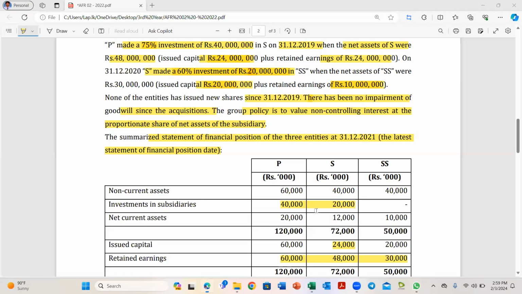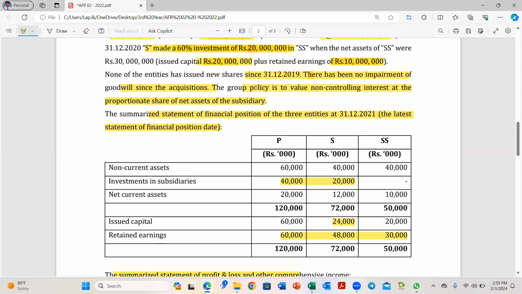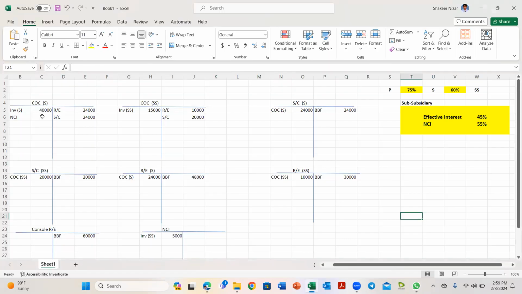Then you want to take the NCI. Since we are not using the fair value method, we use the proportionate net share basis. What is the proportionate net share? This into the NCI percentage, 0.25, right? That is 12,000. Cost of control debit, credit to NCI account, cost of control of S, that is 12,000.